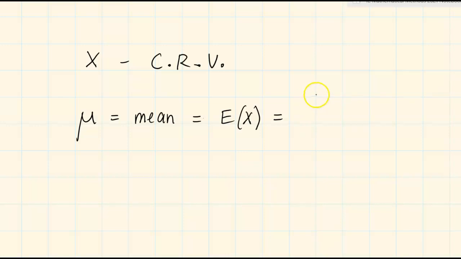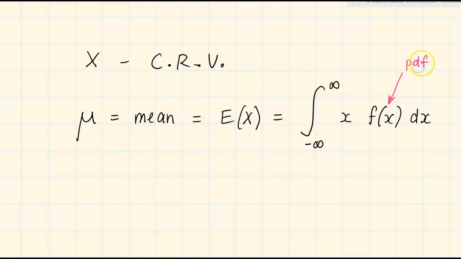Almost. Not derivative, otherwise. Integral, good. From negative infinity to positive infinity of x, little x, times whatever your probability density function is defined as. So that was the first thing that we covered this morning. The expected value for a continuous random variable is given by that formula.